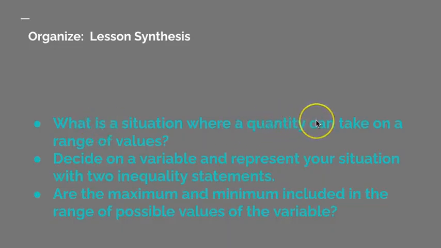All right, what is a situation where a quantity can take on a range of values? Just like we talked about here, we're talking about heights, or that you have to have a minimum or maximum number of coins in a video game before you can continue on. Decide on a variable. Are maximum and minimum included in the range of possible values of the variable?